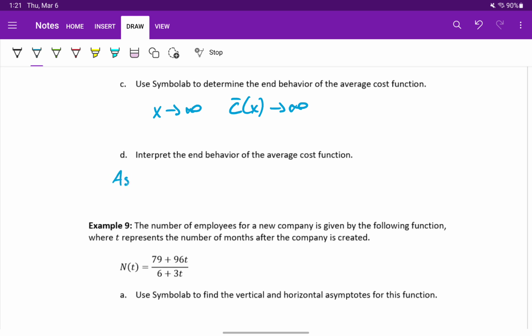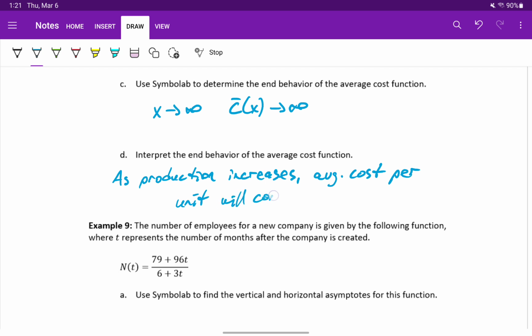So as production increases, average cost per unit will continue to increase. Which makes sense. As we continue to produce more, costs will continue to go up.